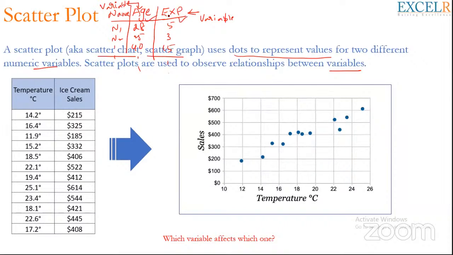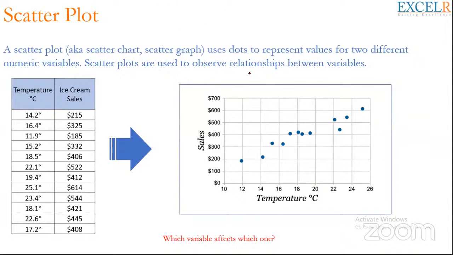Now, if you want to find out how these two variables are related, the relationship between the two variables, then we can go for a scatter plot. As we discussed, this column is called a variable and this column is called another variable. If you want to find out the relationship between two numerical variables, you can go for a scatter plot.